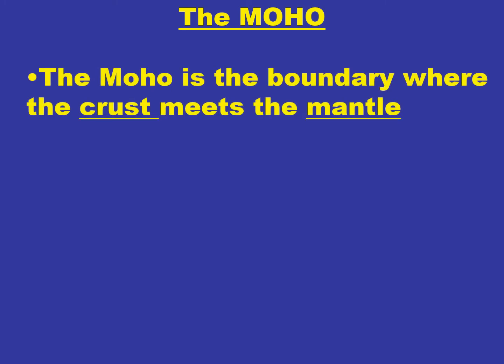The MOHO is that boundary where the crust meets the mantle. This is super important because this is where it was first discovered that there were separate layers. As the seismic waves went through the crust and they got into the mantle, they started traveling at a different rate of speed. So that was a big discovery, that the MOHO, which is named after the man who discovered it, is where the density of the layers changes. Thus, we know we have different layers.